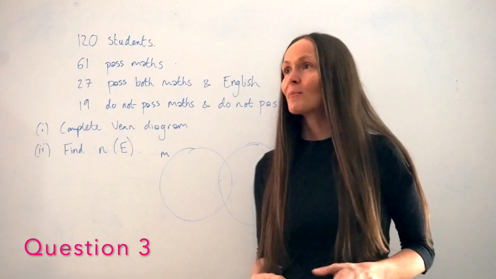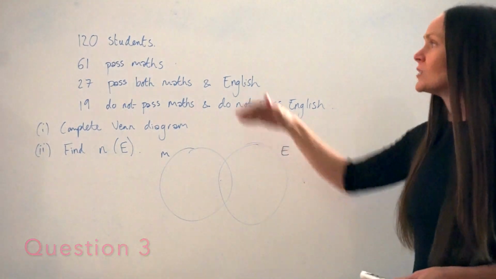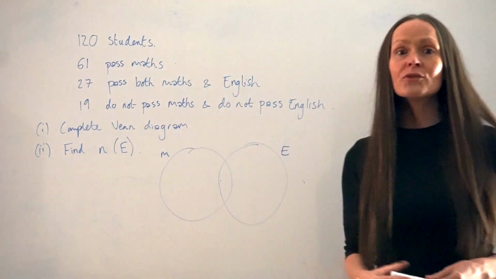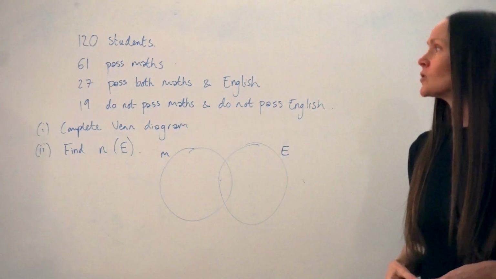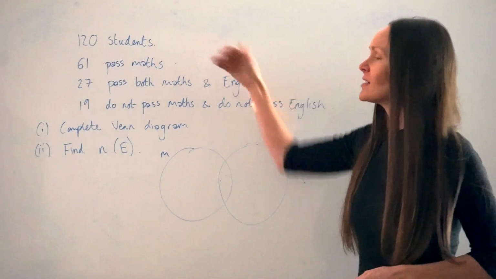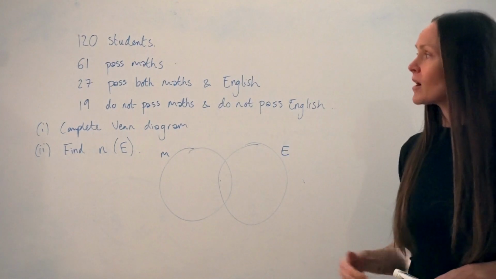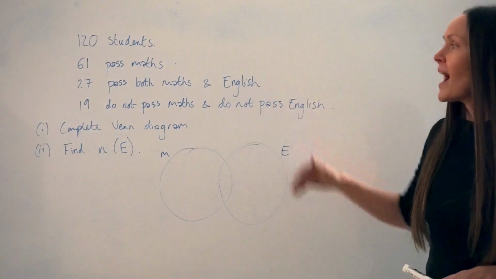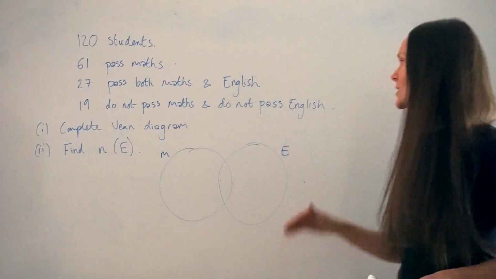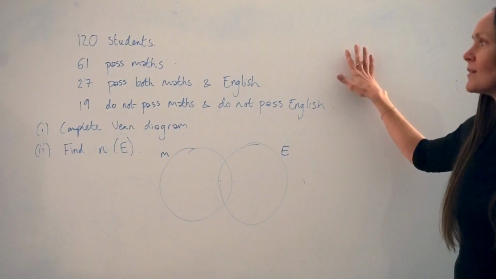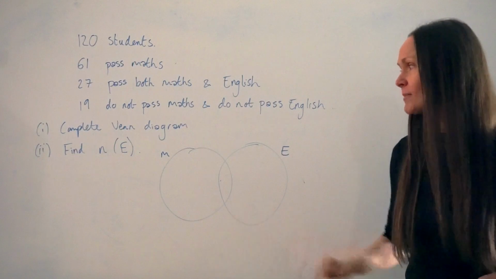So in the next exam question, we're told there's a group of 120 students, and those students sit maths and English tests. We know that 61 students passed the maths test, 27 students passed both maths and English, and 19 students do not pass maths and they do not pass English, okay? We have to use this information to complete the Venn diagram down here.